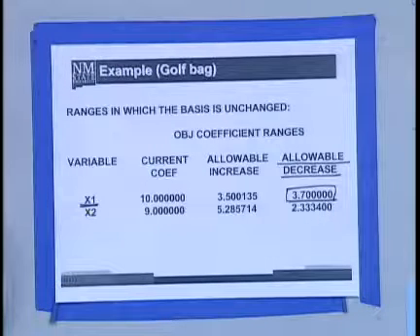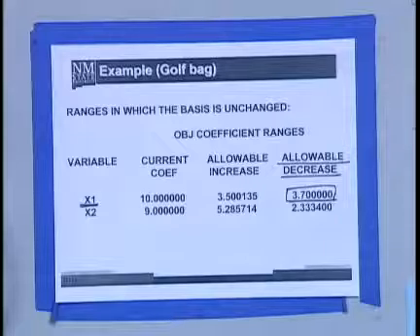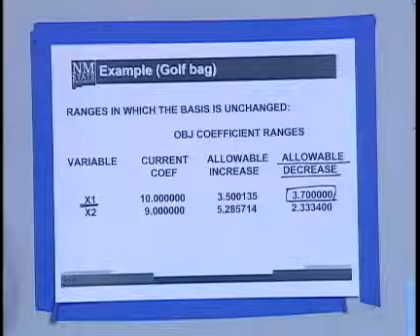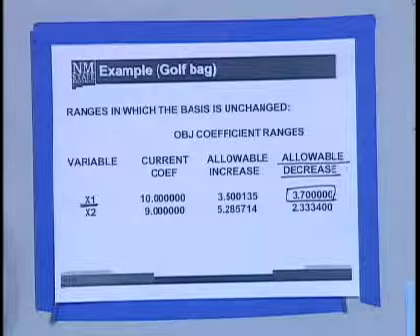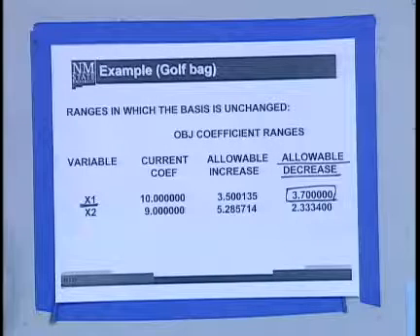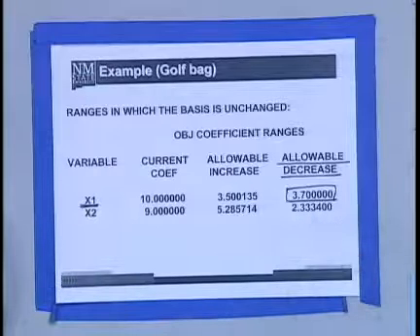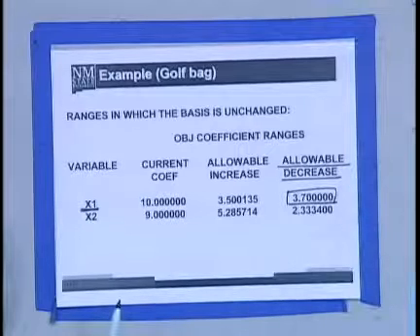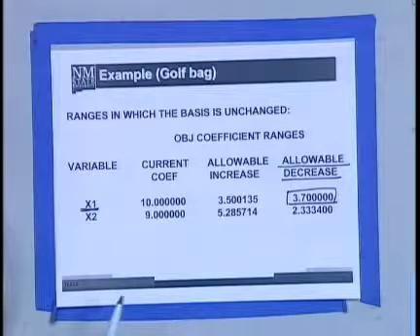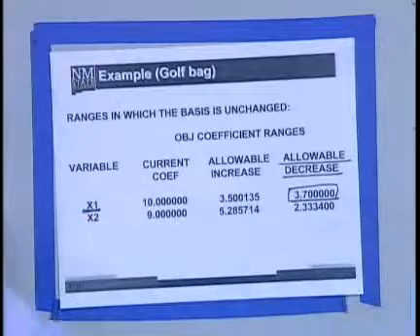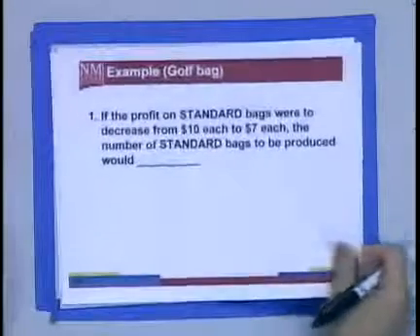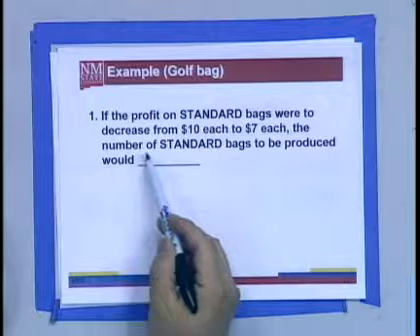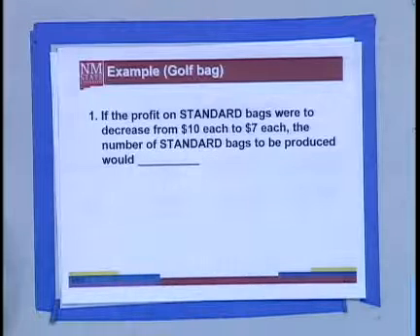So how would you conclude? Right, no changes at all, right? Because $3 of decrease is less than the allowable decrease of 3.7 in the objective coefficient ranges, which means that the basis will not be changed. Okay? So, in that case, the number of standard bags to be produced would remain the same.